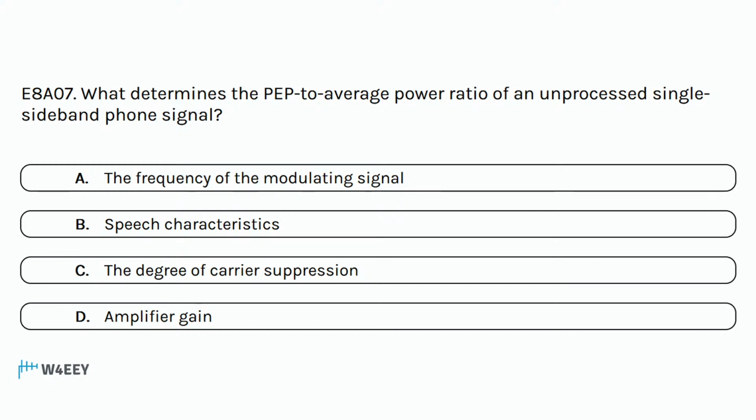B. Yeah, the characteristics of your speech. Now, you can add in processing, but they say unprocessed. But yeah, speech characteristics is what determines it.